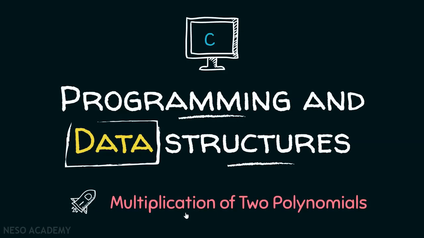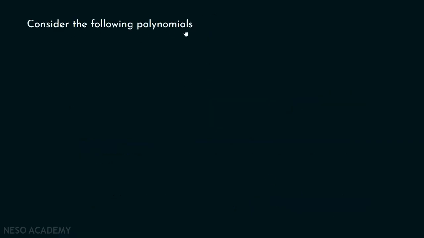In this presentation, we will learn how to multiply two polynomials with the help of a C program. So without any further delay, let's get started. Consider the following two polynomials.